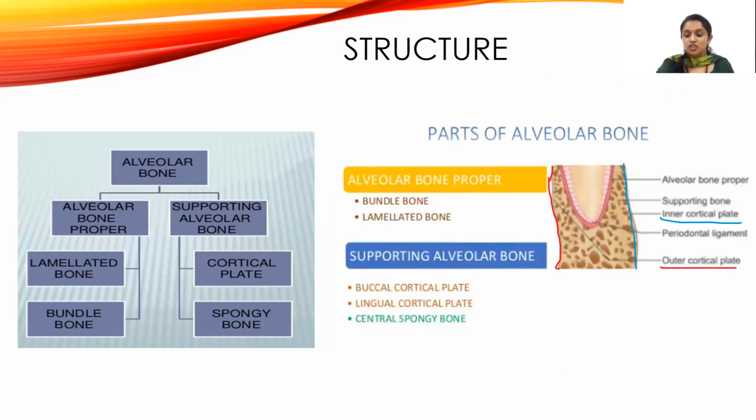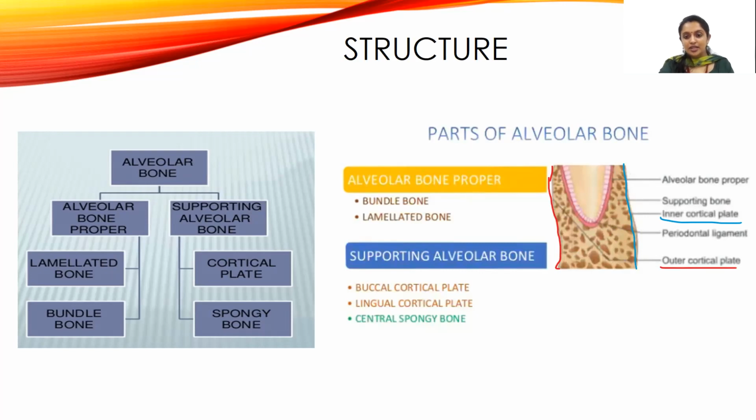Now, coming to the parts of the alveolar bone proper in detail, here you can appreciate that the alveolar bone proper is the pink line, which is very adjacent to the root, and it is inserted by the periodontal ligament fibers. The brown color here is the spongy bone or the supporting bone, the red marked is the outer cortical plate, and the blue marked here is the inner cortical plate. So the supporting bone is found between the alveolar bone proper and the cortical plates.